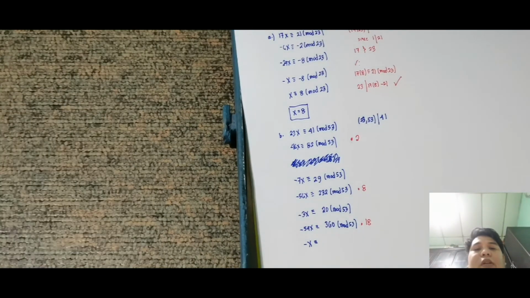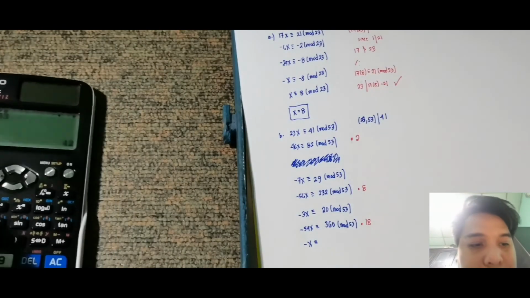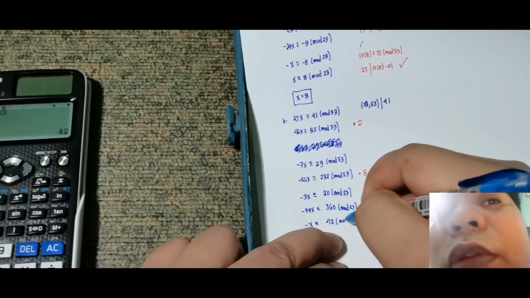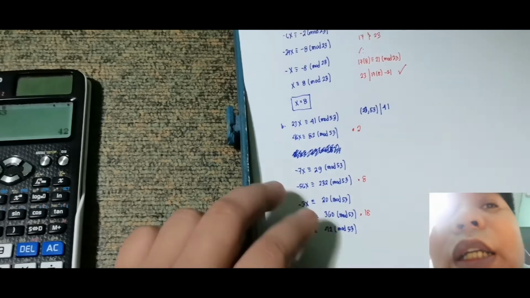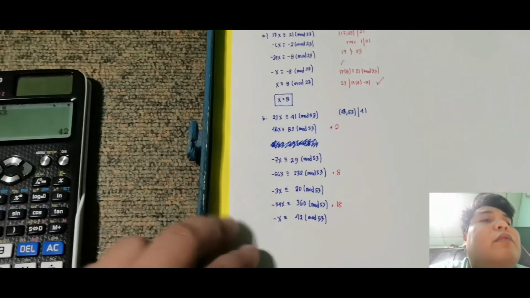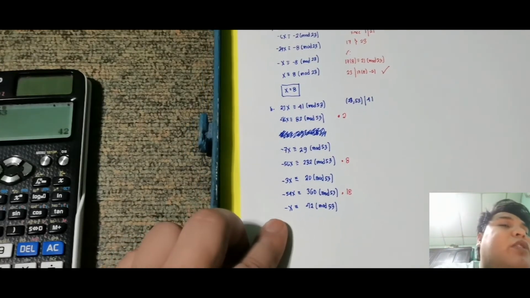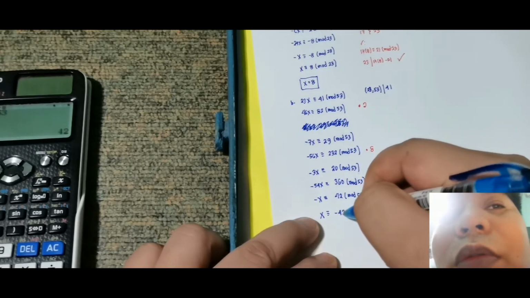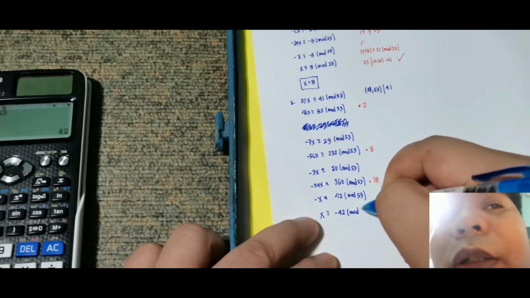Kay 360 again, continuous subtraction by 53. So 360 minus 53 minus 53 minus 53 minus 53 minus 53 minus 53, and that is 42. Okay, so that is 42 mod 53. Okay, then ito pa yung napansin nyo. Another is, syempre, gusto ko mawala yung negative, i-multiply ko by negative 1. So this is x congruence to negative 42 mod 53.